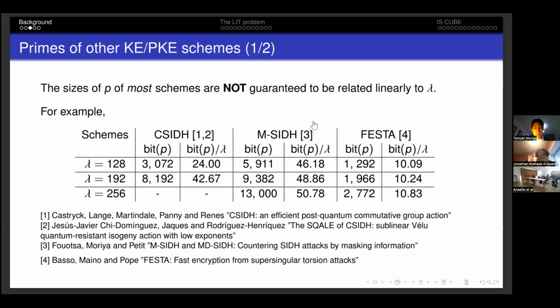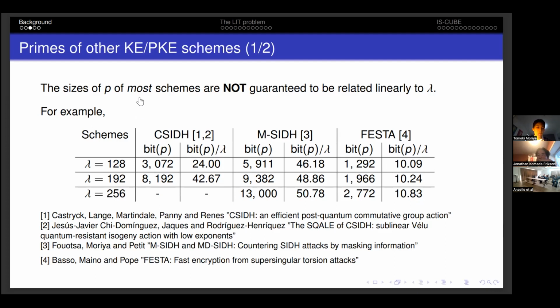Another example is M-SIDH. M-SIDH also seems not to be linearly related to lambda. Another example is FESTA. FESTA is not so bad, but it is not linearly related either, and it's also not guaranteed to be linearly related.